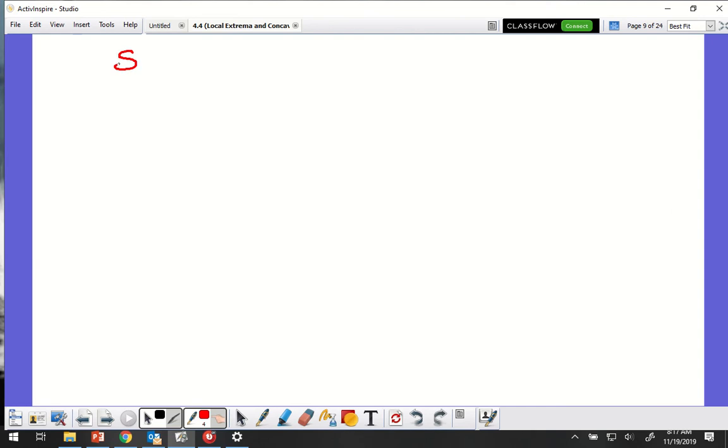So position s is equal to what? t cubed minus 9t squared plus 15t plus 30. Okay, very good.